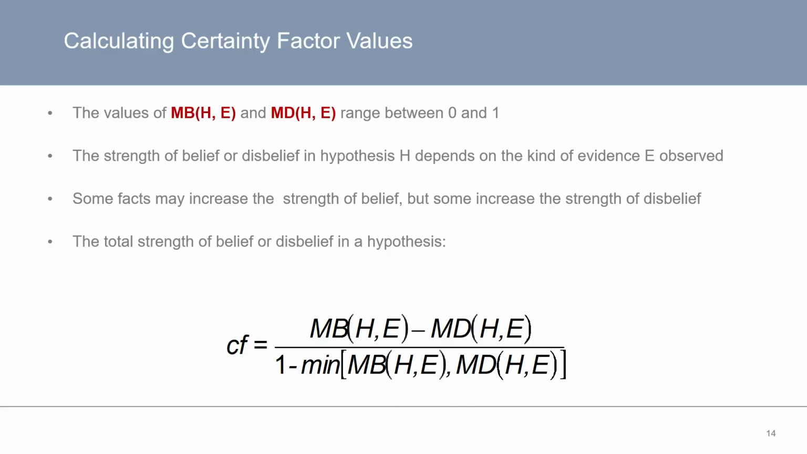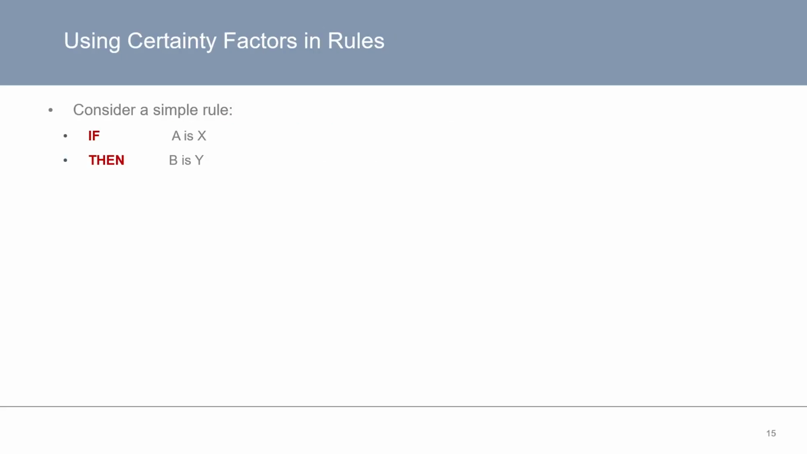Note that the math behind these calculations is fairly simple compared to a more rigorous Bayes rule approach. So let's walk through an example of using certainty factors as a part of rules. Imagine we have the following simple rule. If A is X, then B is Y.